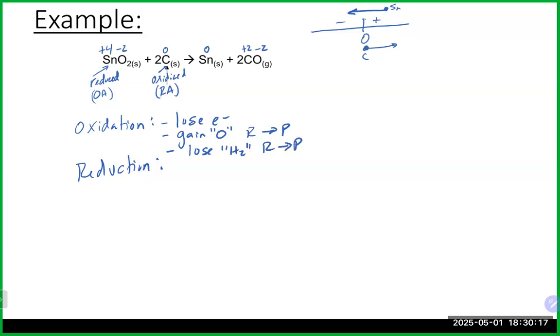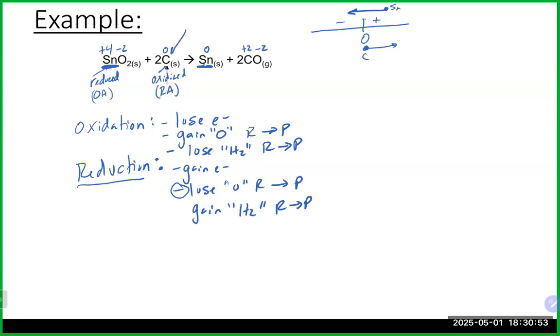If we take a look at what's above there, our reduction definitions would be basically the opposite. We could gain electrons, we could lose oxygen as you go from reactants to products, and we can gain hydrogen as you go from reactants to products. So if we look up here, the tin has 2 oxygens. It ends up with no oxygens, which means the tin has lost oxygen as it's gone from reactants to products, and it's going through reduction. If we look at the carbon, it has no oxygen there, but it gained some oxygen, and that is the definition of oxidation.